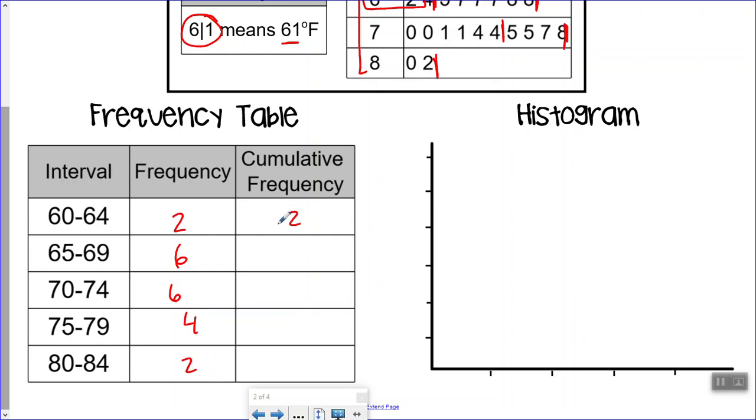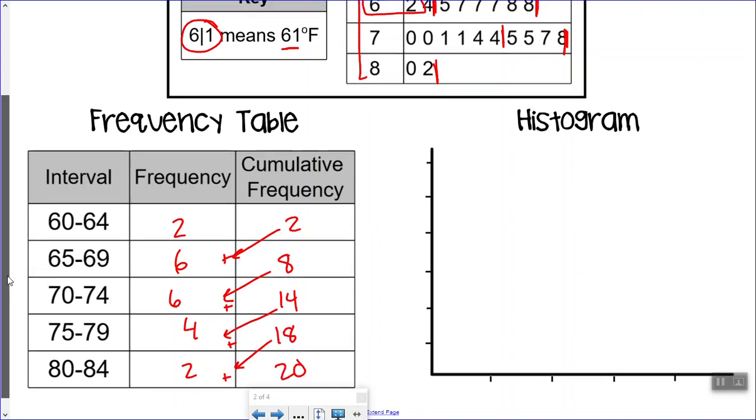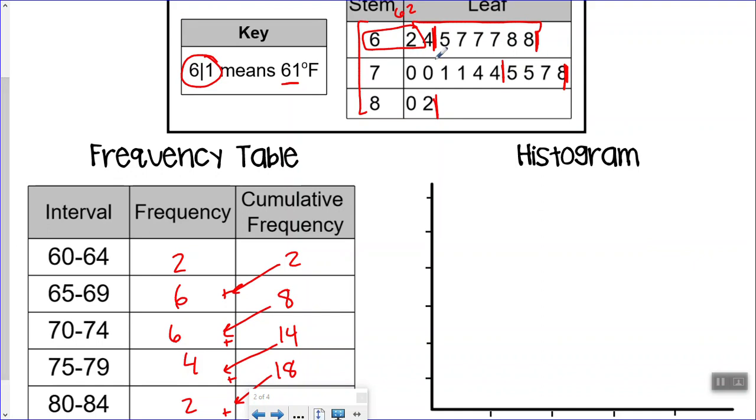So we start with 2, we add 6, we get 8, add 6 again, we have 14, add 4 to that, we have 18, and add 2 to that, we have 20. If I look at the stem and leaf plot and count the leaves, I should get 20. So we count 1, 2, 3, 4, 5, 6, 7, 8, 9, 10, 11, 12, 13, 14, 15, 16, 17, 18, 19, 20. So we know we did that correctly.